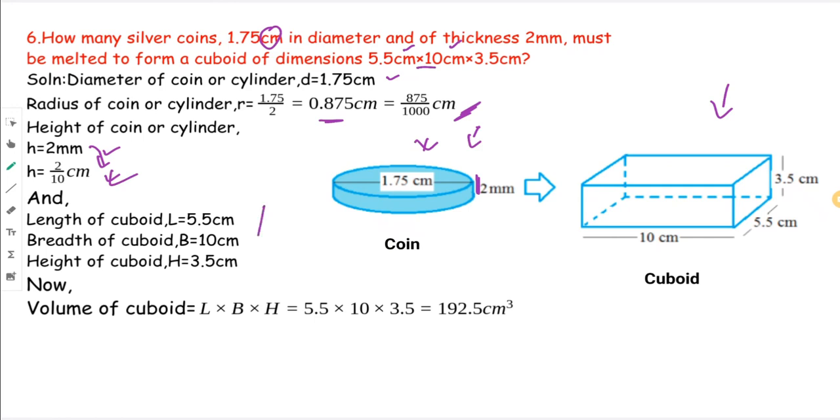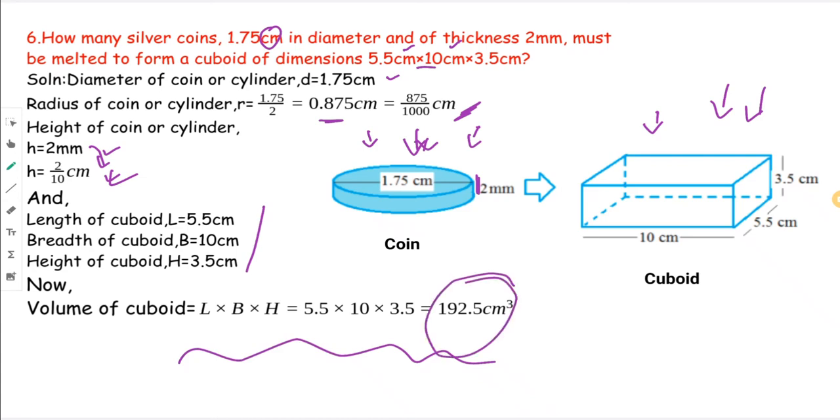They've given us the dimensions of the cuboid that we're going to form, so I've written it already here. So can I say that we'll first try to find the volume of the cuboid, and also we'll try to find the volume of one coin, and then we'll divide these two in order to know how many coins will be needed to form this cuboid. So volume of the cuboid, pretty simple. Length times breadth times height, so just multiply, right? 5.5 into 10 into 3.5, we're going to get the volume of the cuboid as 192.5 centimeter cube.